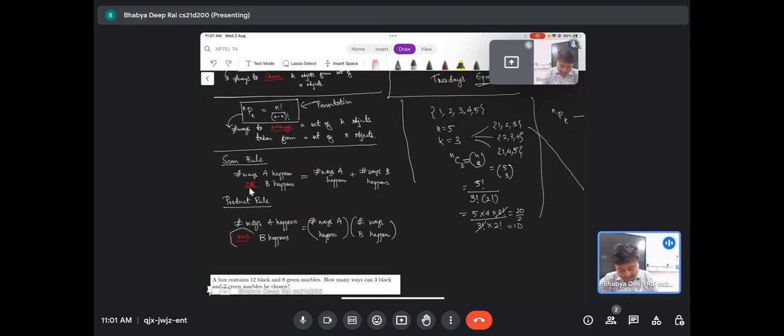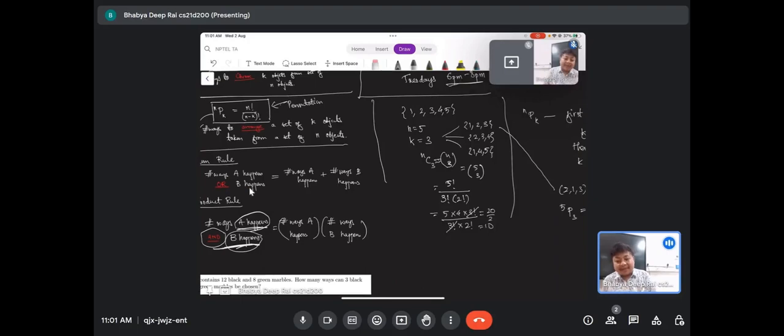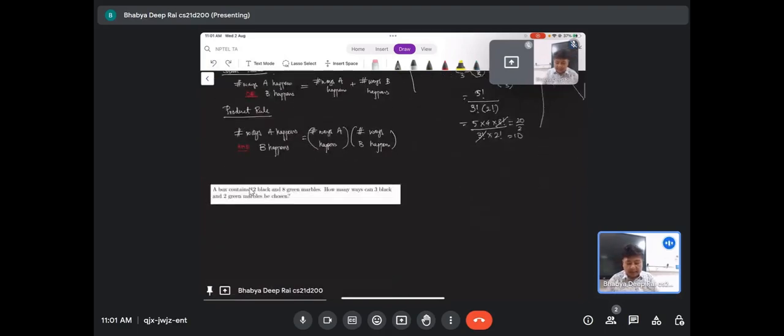The other case is the AND case. We have the number of ways that event A happens and the number of ways that event B happens, and we know these numbers for each of them. Then we can simply multiply them: the number of ways that A happens times the number of ways that B happens. Therefore it is called the product rule. Now look here.